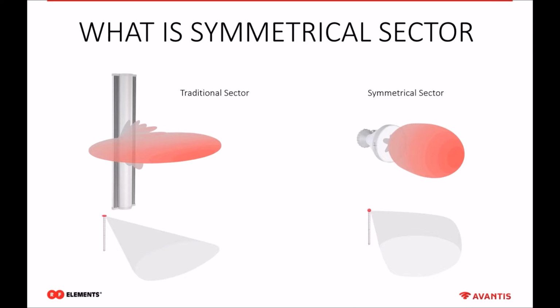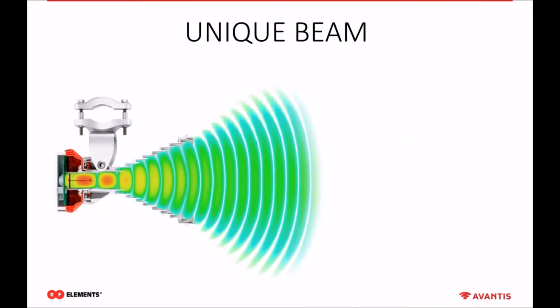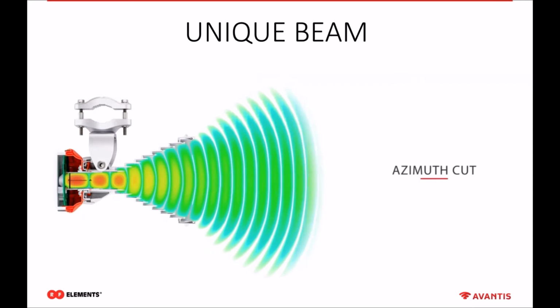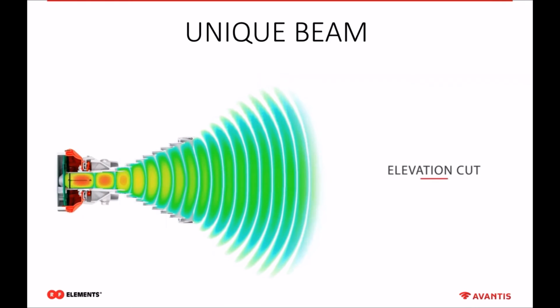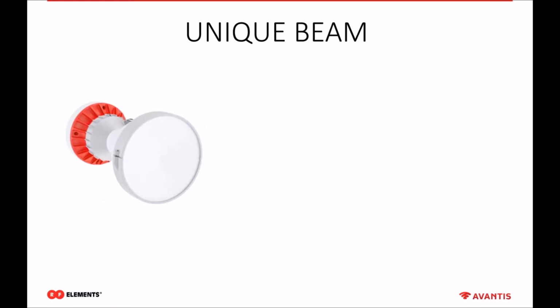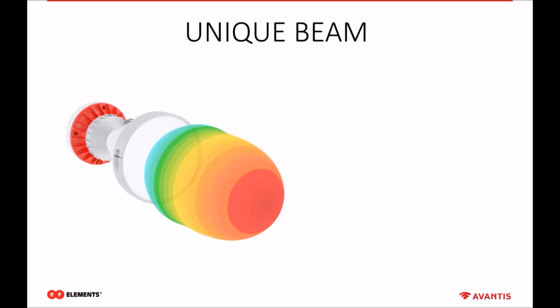The beam of the light that is coming out of the flashlight is very similar to the beam from the symmetrical sector. Such a beam is very unique, and we call it symmetrical because the beam is symmetrical in any direction. So it's symmetrical in the elevation cut as well as the azimuth cut.